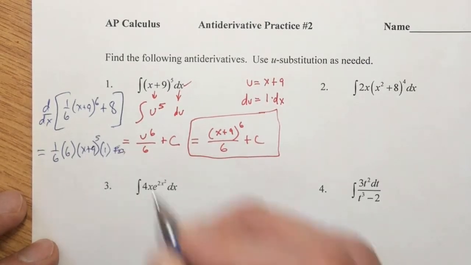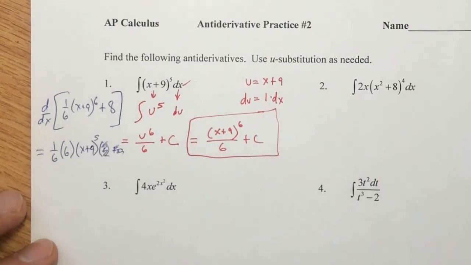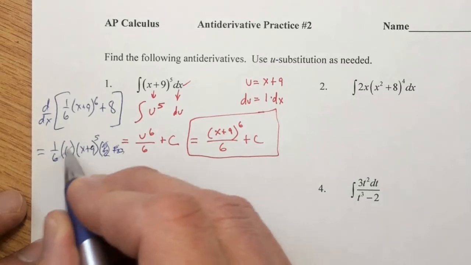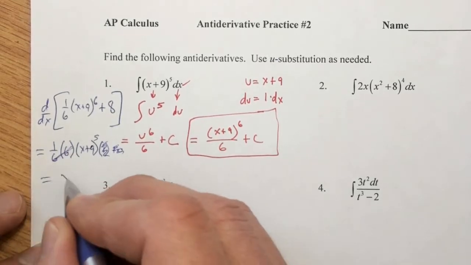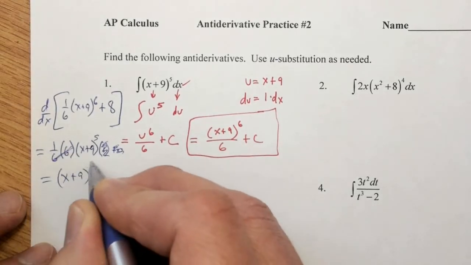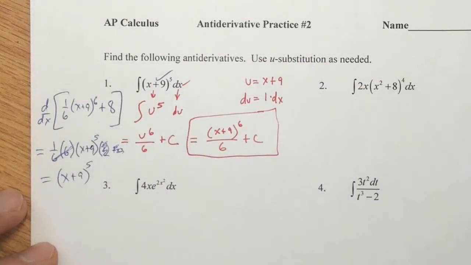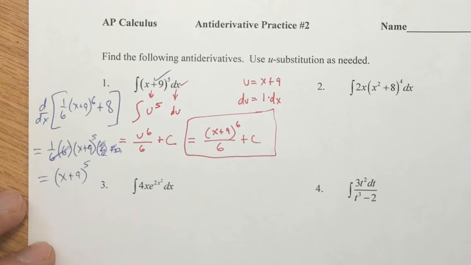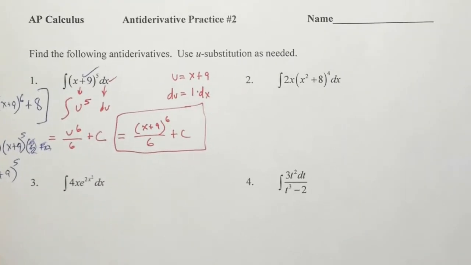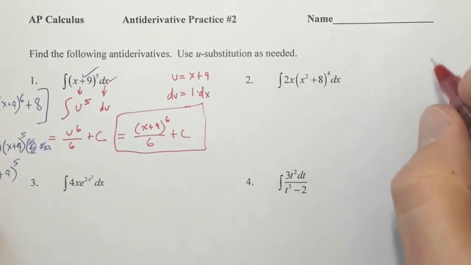So we don't need to write the plus 0. We don't need to write the times 1. And the 6 and the 1/6, they wipe each other out. So what are we left with? (x plus 9) all to the 5th power, which is exactly what we started with. So it checks out. Let's take a look at number 2. We'll put the rest of them on a separate video.